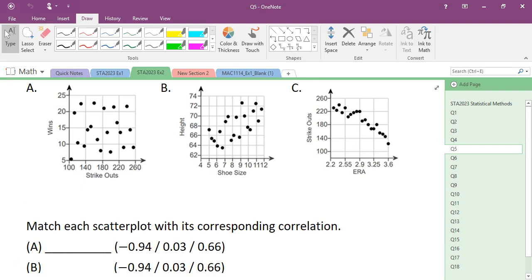So negative 0.94, 0.03, 0.66. Which one of those numbers represents the correlation coefficient for A? 0.03. You bet.